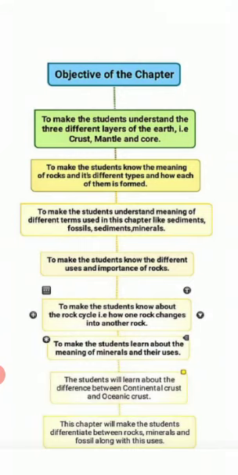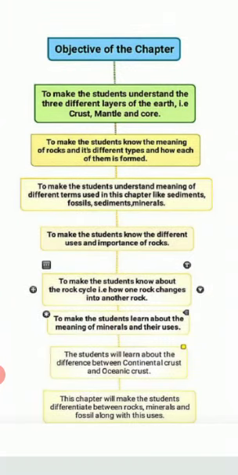The very first objective says that there are 3 different layers of the earth, that is crust, mantle and core. Second objective says that the students will be able to learn the meaning of rocks as well as their different types and how each of them is formed. Another objective is learning about the different terms used in this chapter like sediments, fossils, minerals, etc. And you will also be learning about the uses and importance of rocks. That means different rocks having different uses.